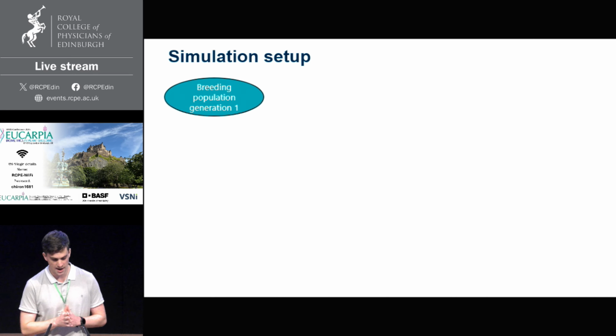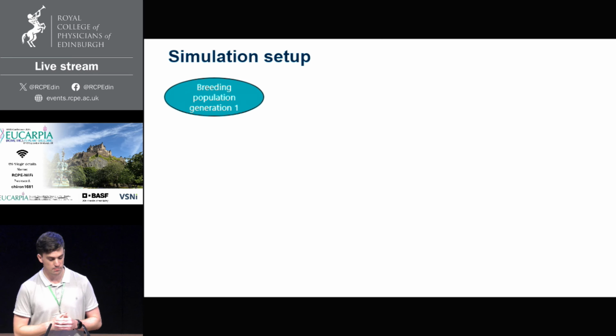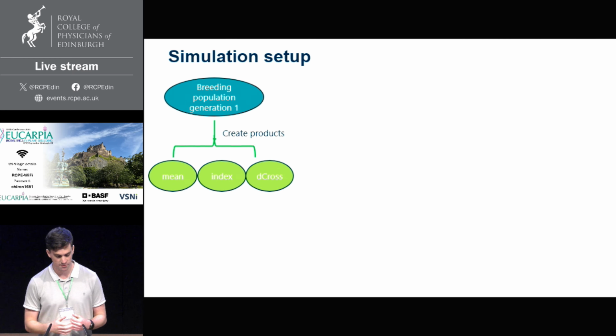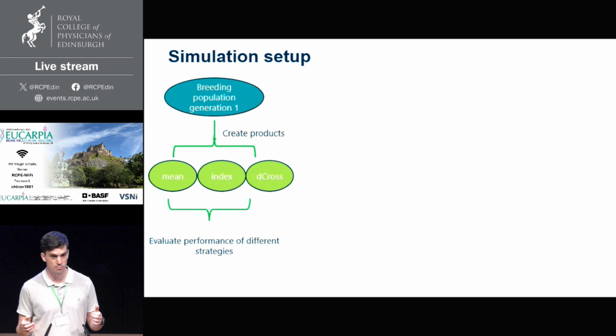And I'm using an inbred breeding program for this example. So how does the simulation look? It's quite simple. I just start off with a breeding population, and from that population, exactly like the example that I showed you before, I'm going to use these 3 different approaches to create products and then evaluate the performance of these 3 different strategies.